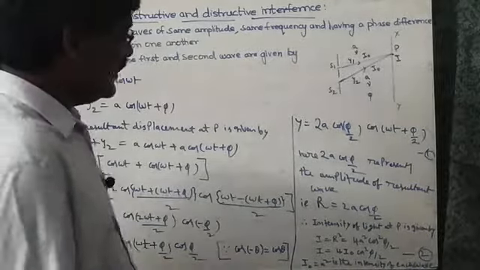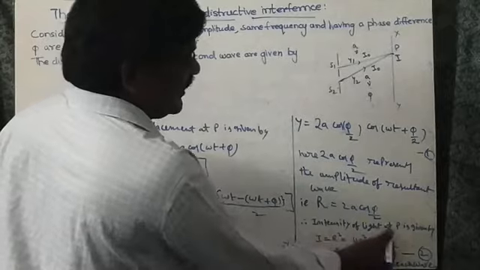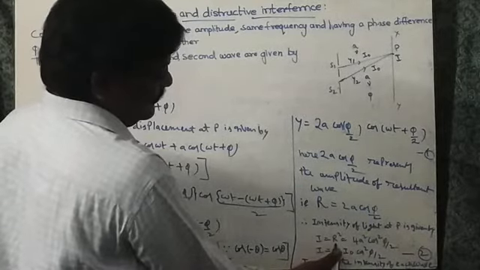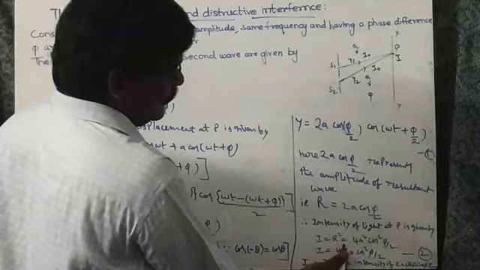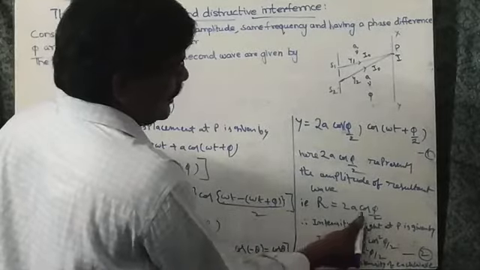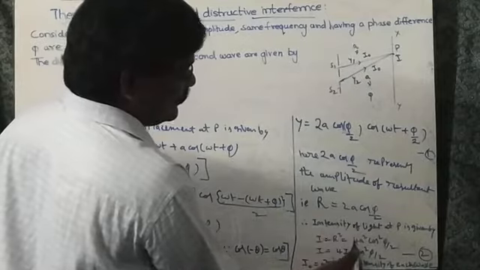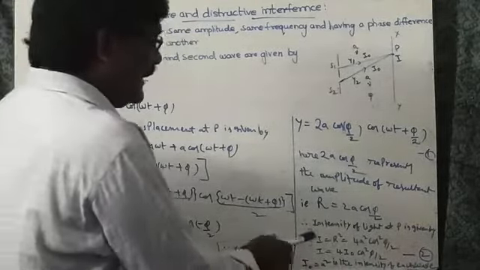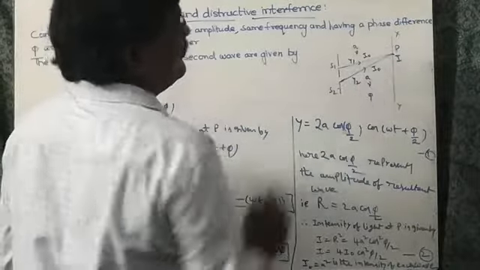Last class result: the intensity of light at P is given by I equal to the square of the amplitude. That means I = R squared, where R = 2A cos(phi/2). That means R squared is equal to 4A squared cos squared(phi/2). I means the intensity at P.